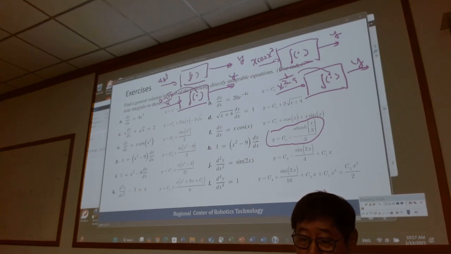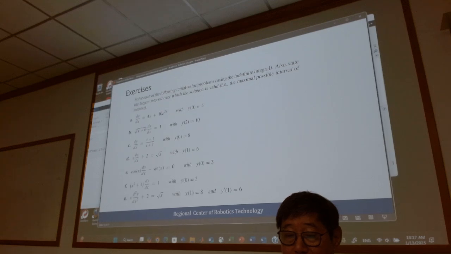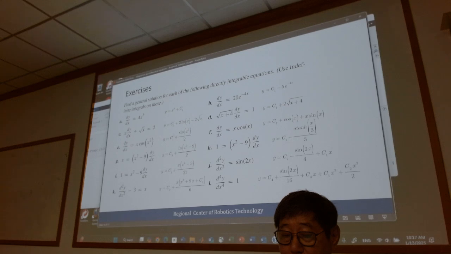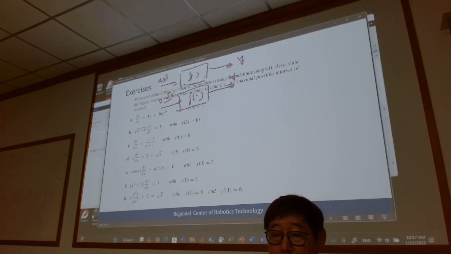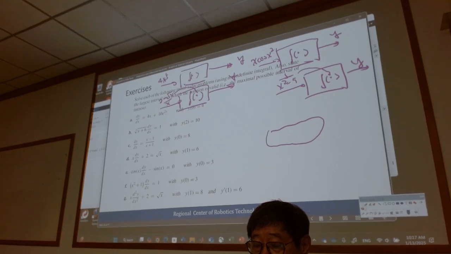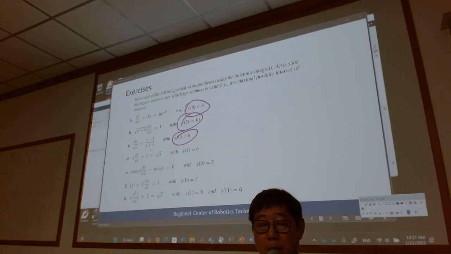Okay. So each of these probably gives you an initial condition. So now you don't have a constant. Previously you have a constant, right? This one gives you some condition, some boundary condition. Indicate this one also, right? You have this one.